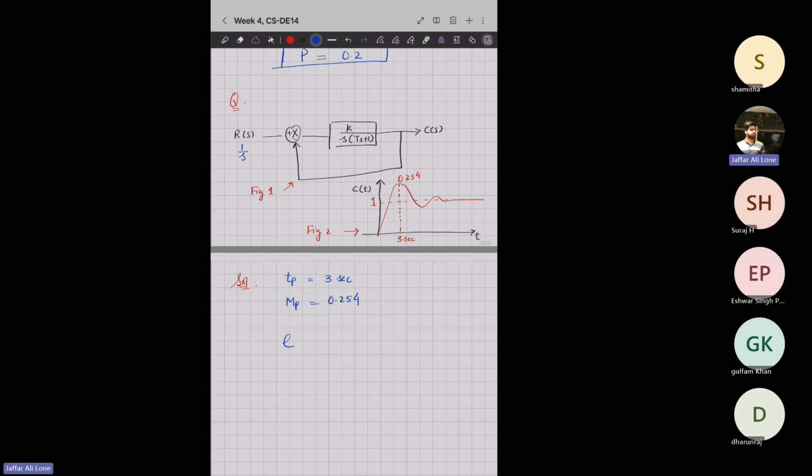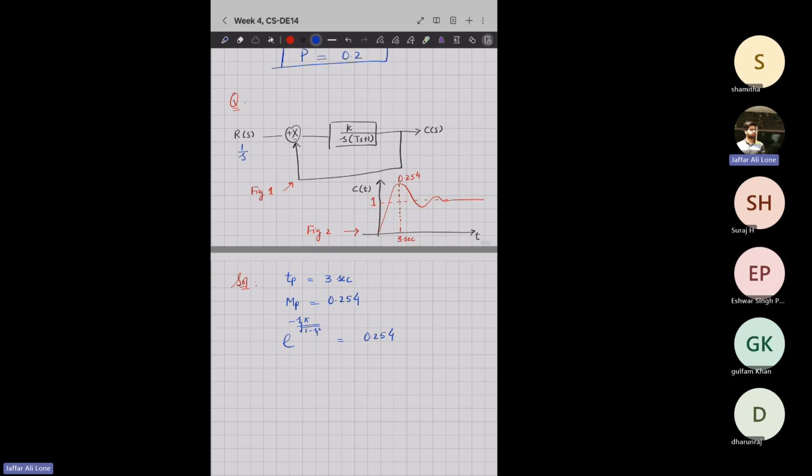Peak overshoot is e raised to the power minus zeta into pi divided by square root of 1 minus zeta square, equal to 0.254. Now see how we will solve this. Very important, because in GATE you do not have this calculator, you have the inbuilt one. So even if you only have a simple calculator, see how you should be able to solve it. Take logarithm on both sides.